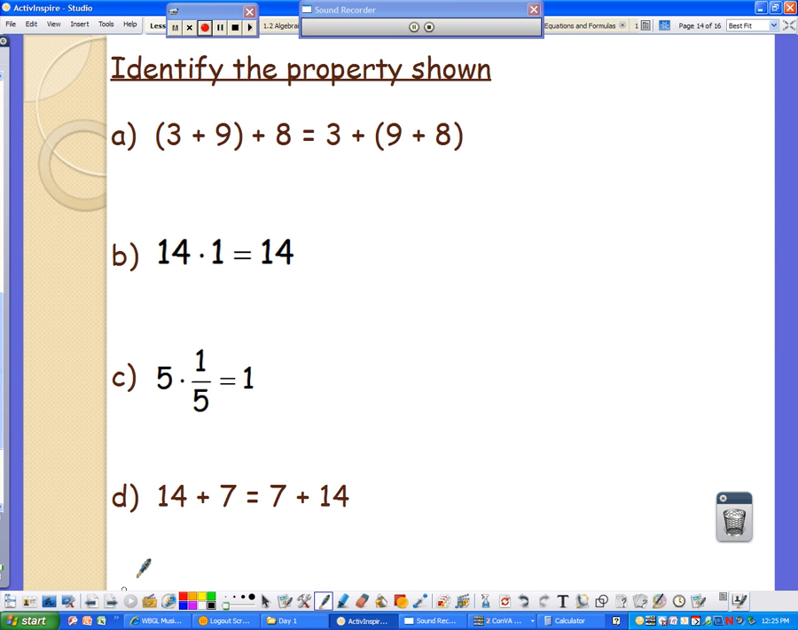Alright, so let's go ahead and identify some of the properties. So the first one, if we add 3 plus 9 first and then add 8 to it, the order of the numbers is exactly the same. All we did was move the parentheses. Remember, that's regrouping, so it's the associative property.